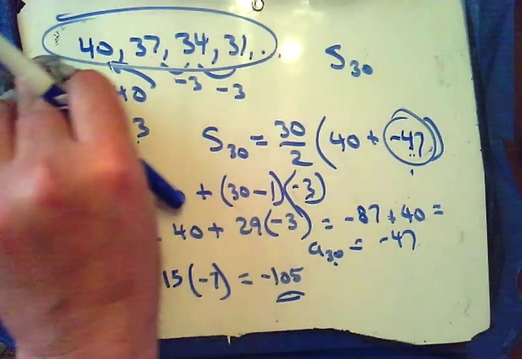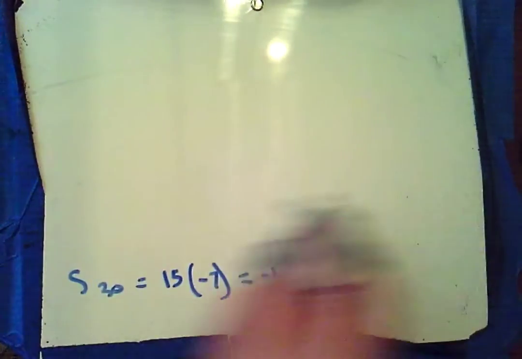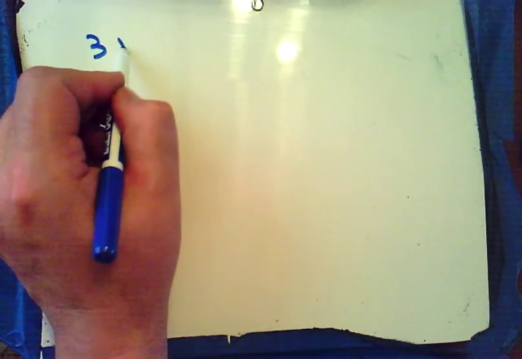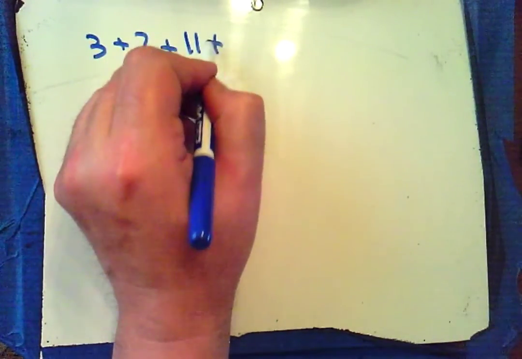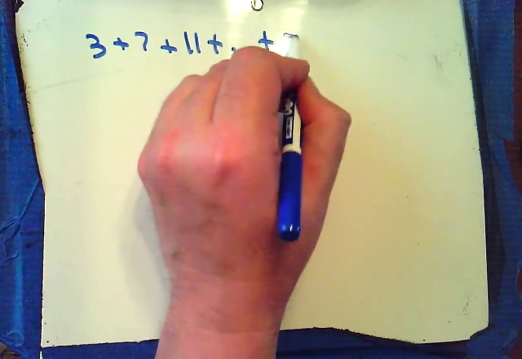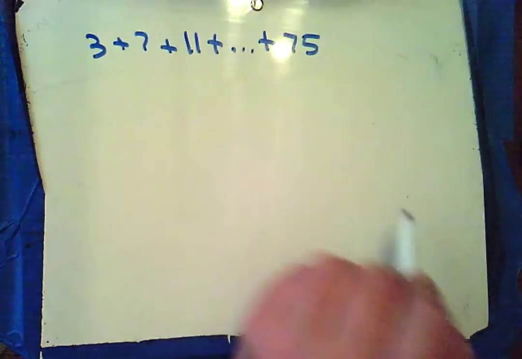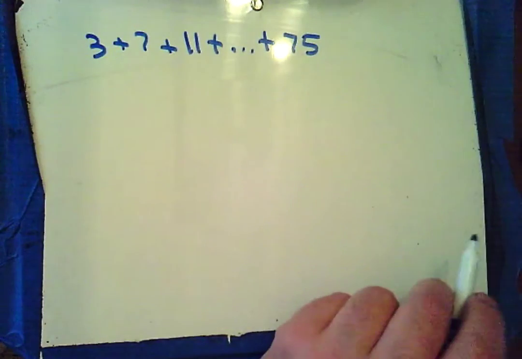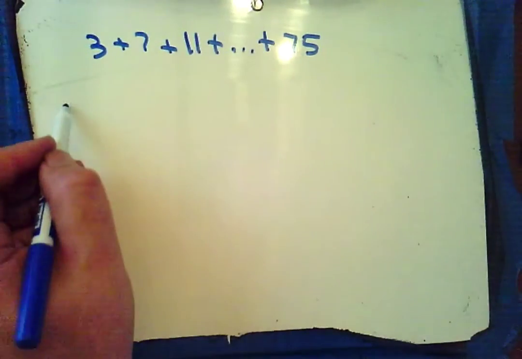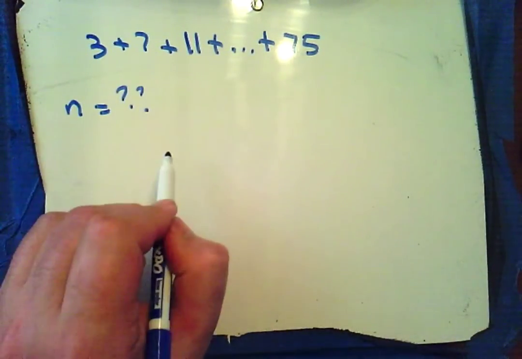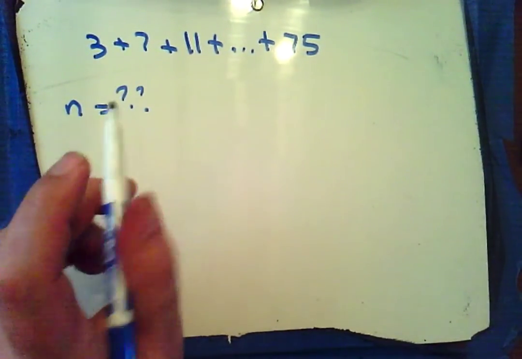Okay, how about this one? What if I tell you that the series is 3 plus 7 plus, and I keep going until I get to 75. And I want to find the sum of that series. Well, I don't know how many terms that is. n equals what? Well, here's what I do know.